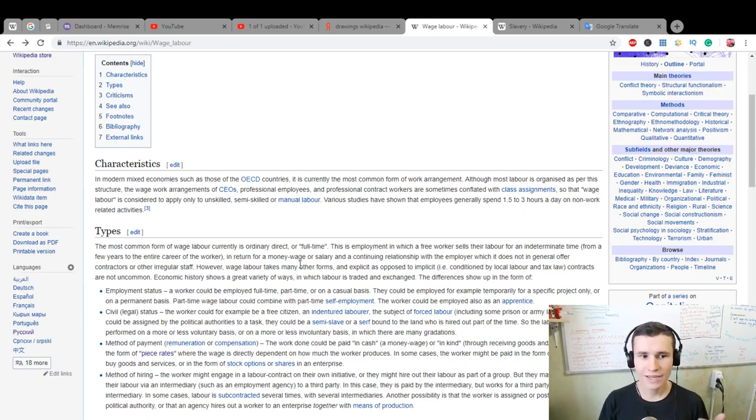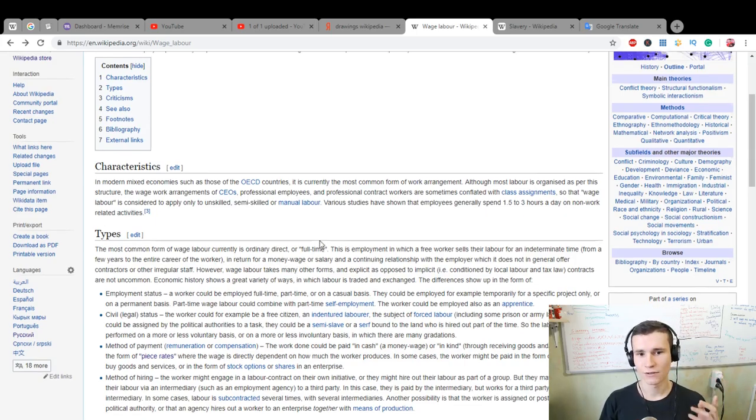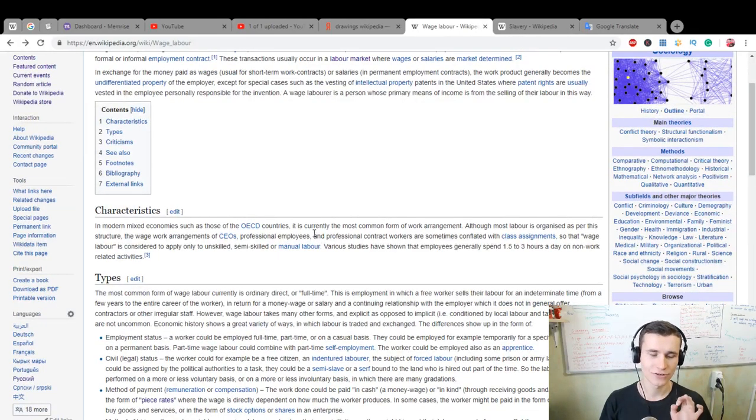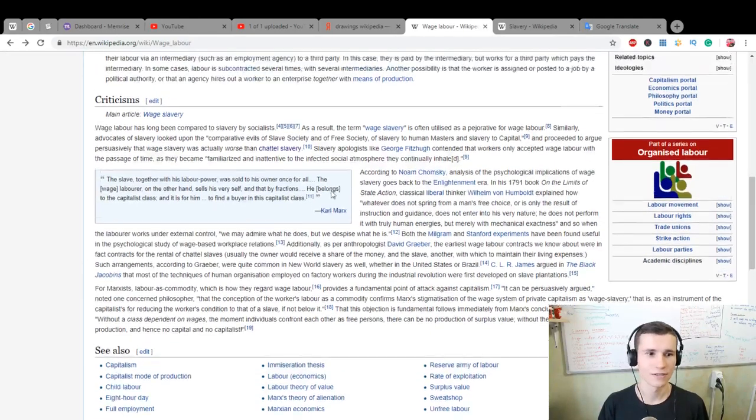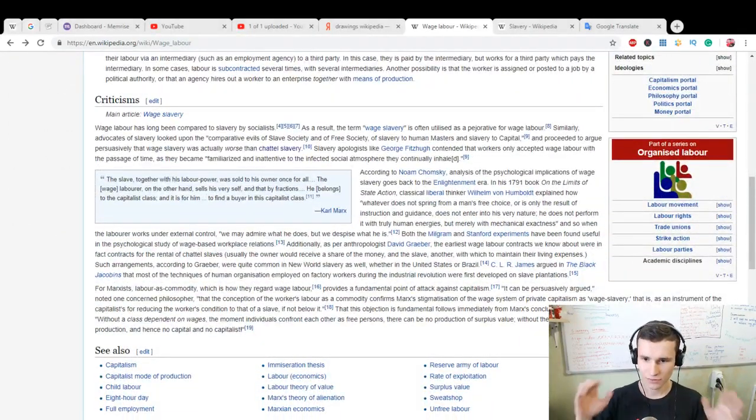And by the way, why is this job of wage labor sometimes not really paid, why does it not contain money? Because sometimes workers, our laborers, spend from 1.5 to 3 hours on non-work activities. And also we have some criticism about this process.